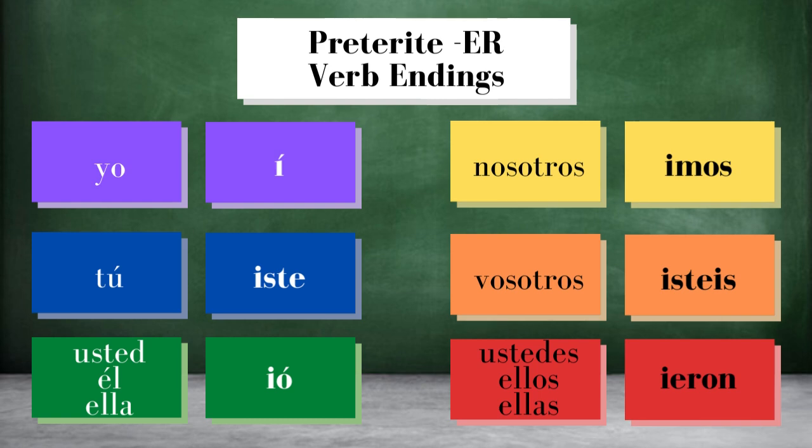Okay, now let's take a look at the preterite IR verbs. What do you notice about the preterite IR verb endings? Muy bien. IR verbs have the same conjugation as the ER verbs in the preterite tense. Yo ends in í, I with an accent on it. Tú ends in iste. Usted, él, and ella end in ió with an accent on the O. Nosotros ends in imos, just like it does in the present tense. Vosotros ends in isteis. And ustedes, ellos, and ellas end in ieron.